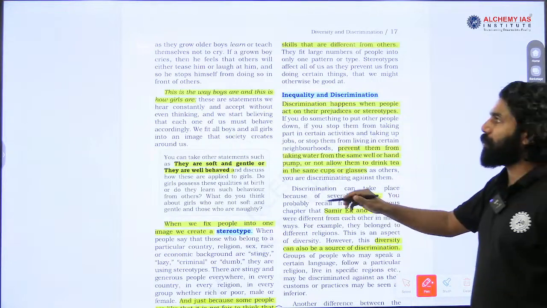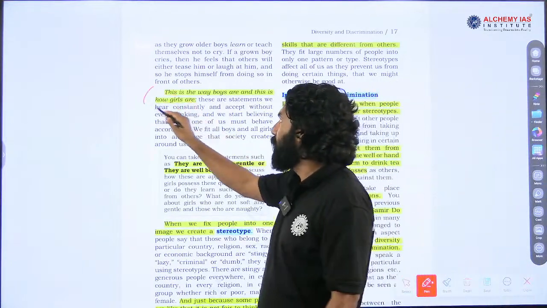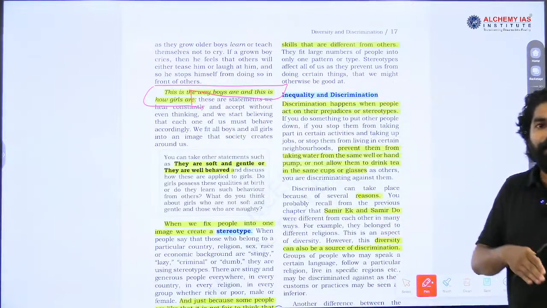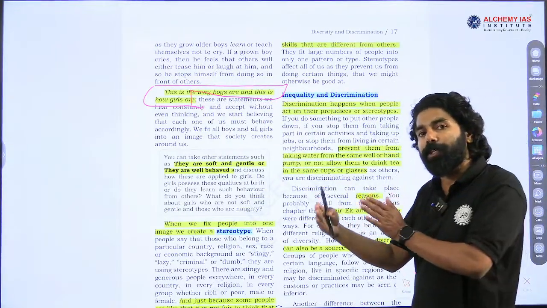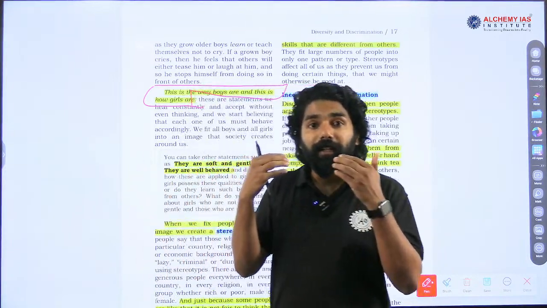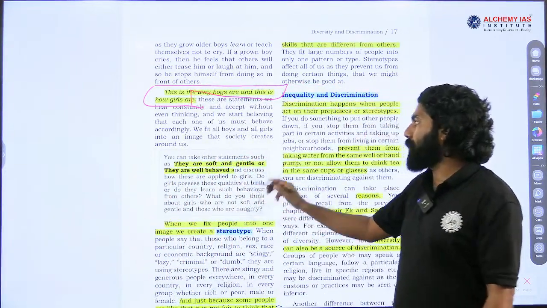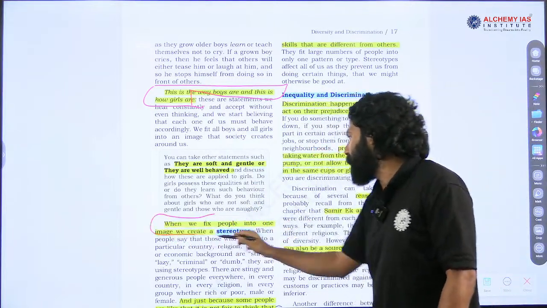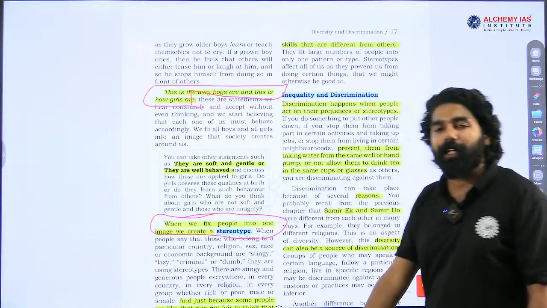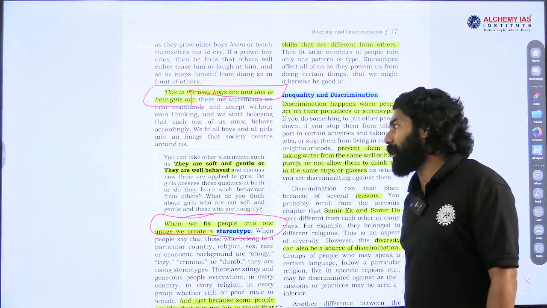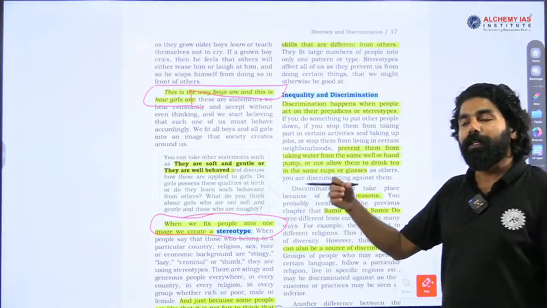Following this is also trying to explain the same situation, that we have preconditions towards one section: this is the only way a boy should act, this is the only way a girl should act. So these are the stereotypes that we create. This is explaining the concept of stereotype. We fix people into one image and that is how we create a stereotype. It may not be true when we observe in a real manner.